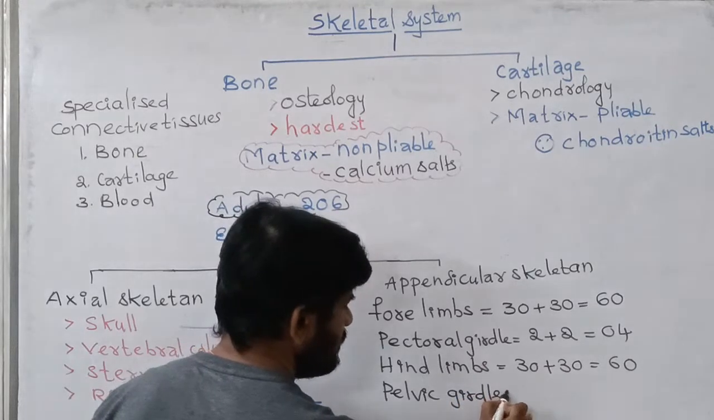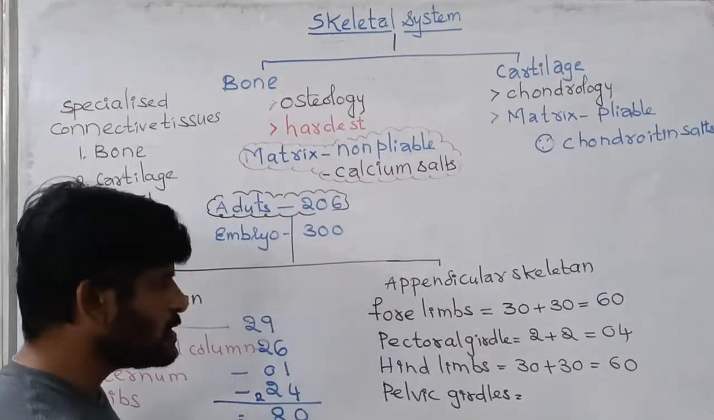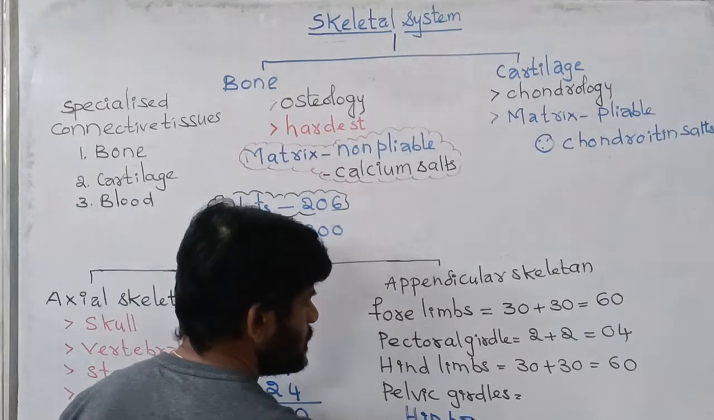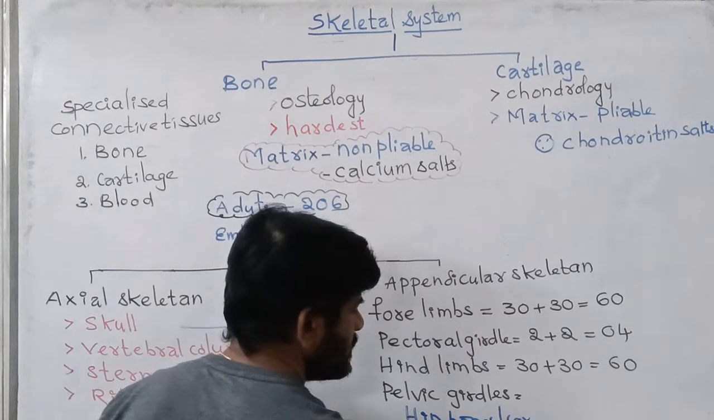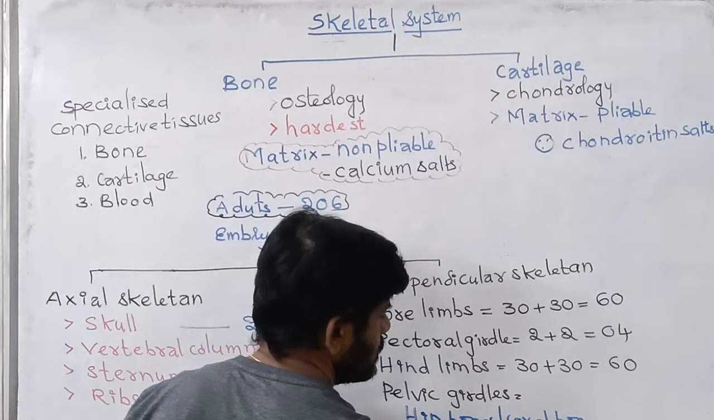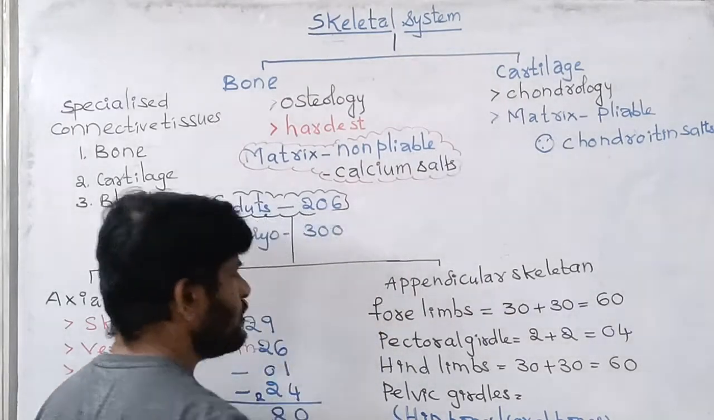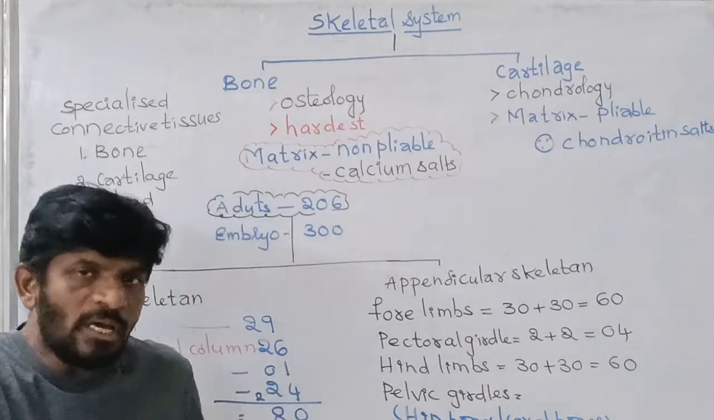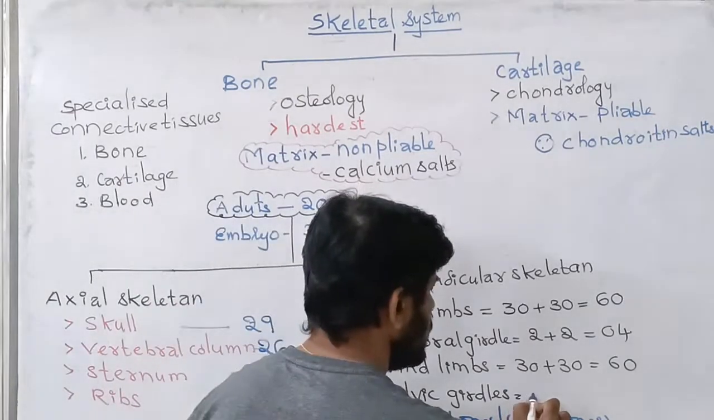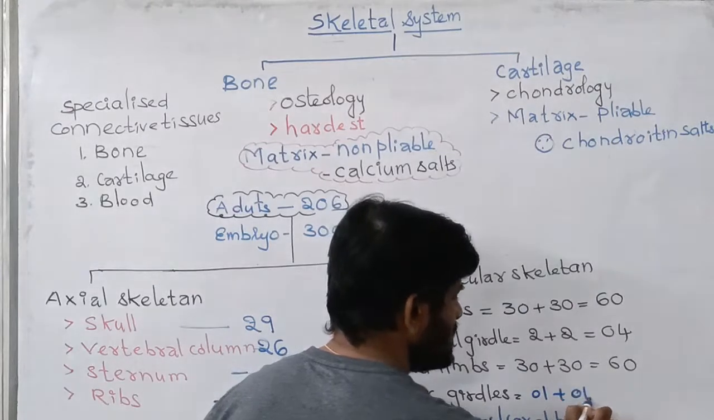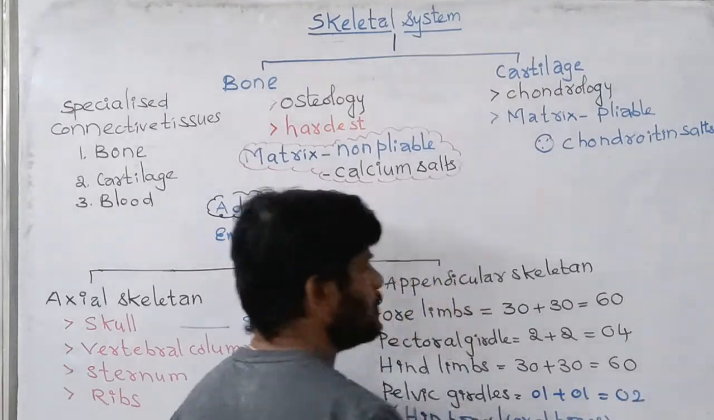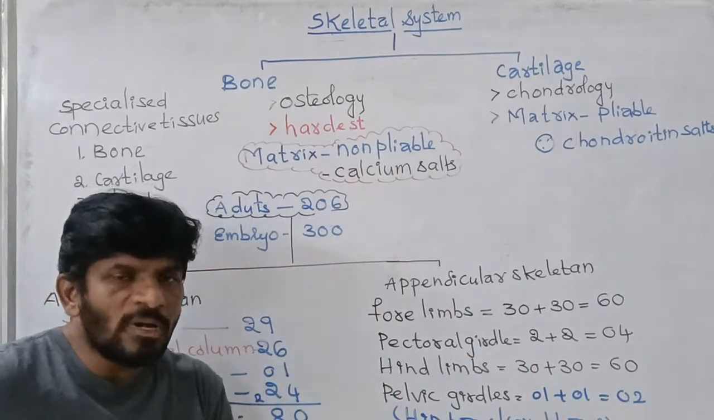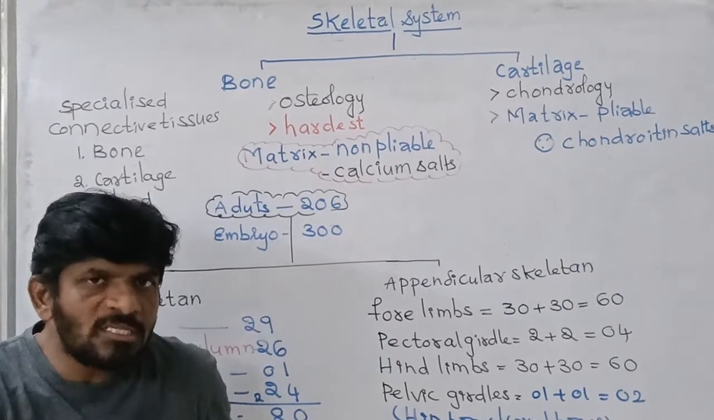On each side of the pelvic girdle, the bones are also called the hip bones, or coxal bones. Hip bones, the coxal bones, form the pelvic girdle. On one side the hip bone is 1 and on the other side it is 1. Therefore 1 plus 1 is 2. The total number of bones in the pelvic girdle of man is 2: coxal bone on one side 1, coxal bone on the other side 1.